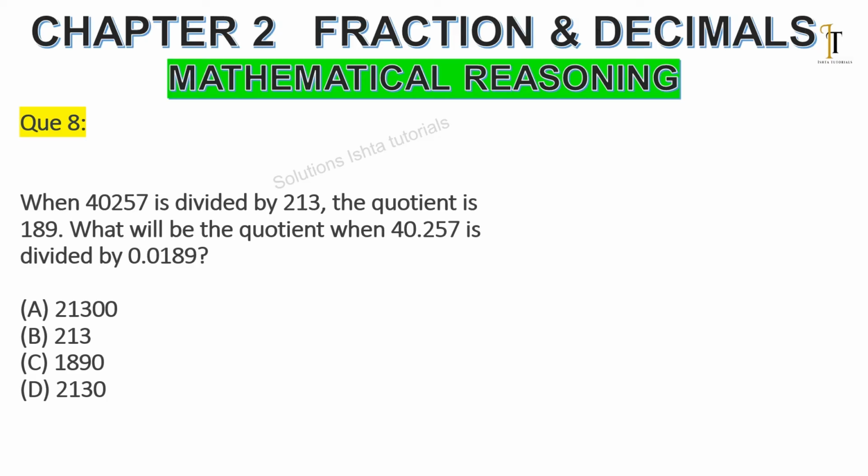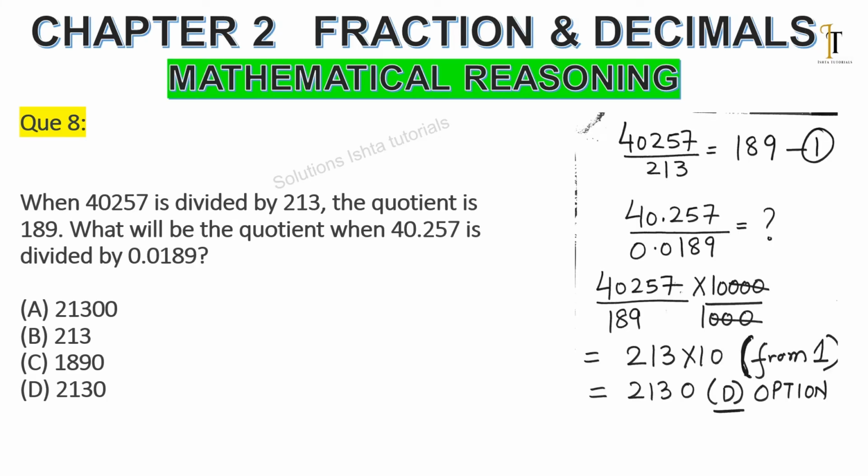So students, here let's check the solution. According to the question, when 40,257 is divided by 213, the answer is 189, which means the quotient is 189. So you need to find it for these numbers. Now on removing the decimal, we get 40,257 by 189, that is 213 into 10. So the overall answer is 2,130, that is option D.